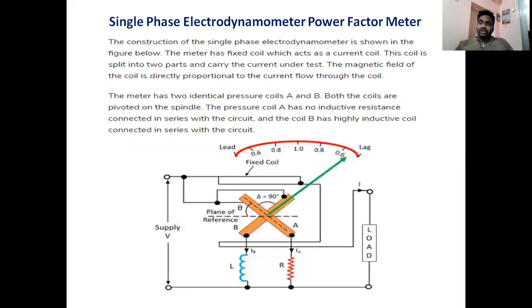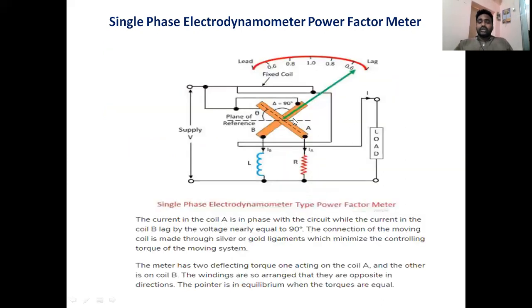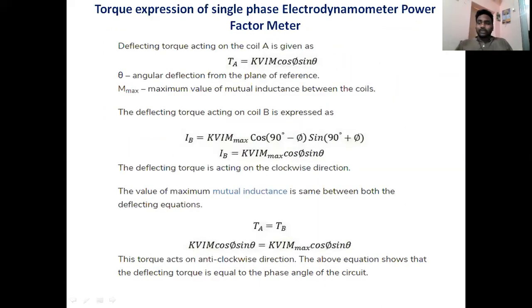Next, we discussed the construction of the electrodynamometer type power factor meter. We analyzed the construction from an independent perspective. We discussed the construction of the fixed coils and how the flux is distributed, and the behavior of the moving coils on a particular calibrated scale. Next we analyzed the torque expression.